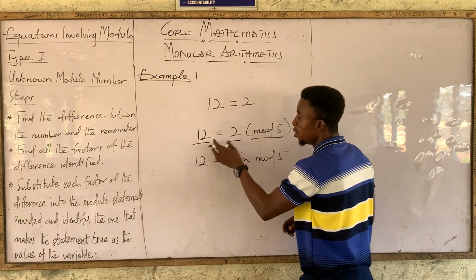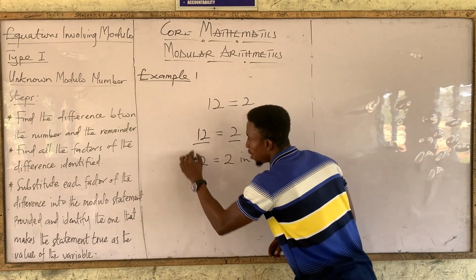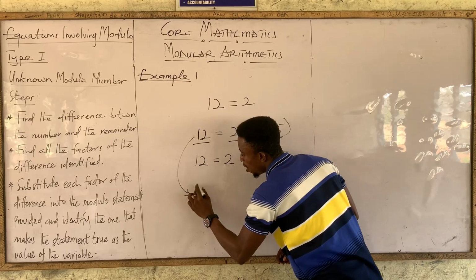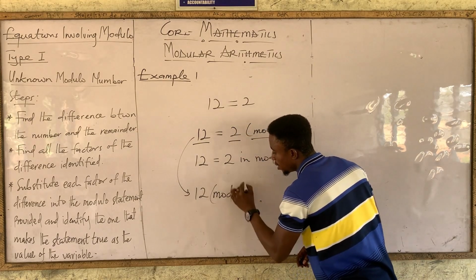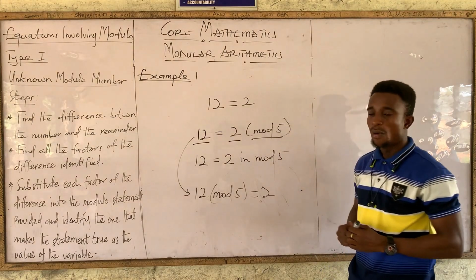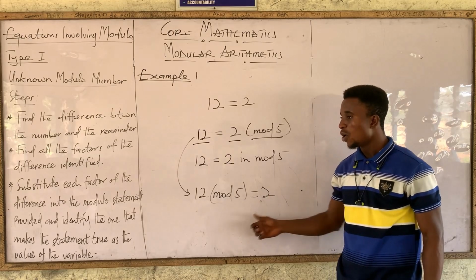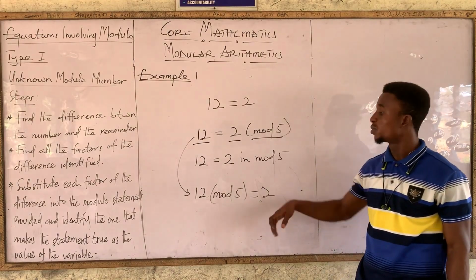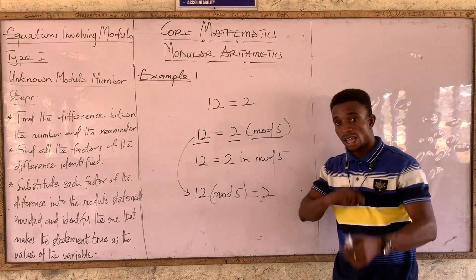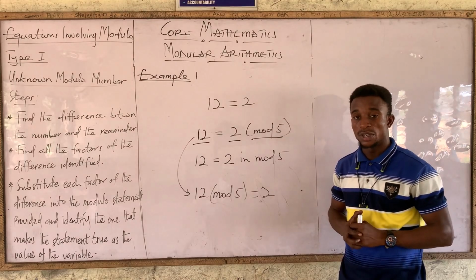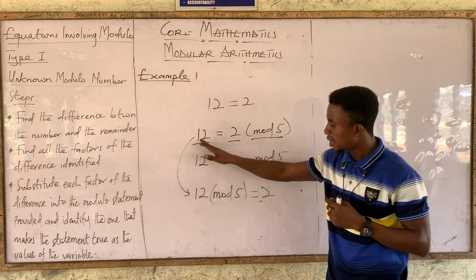For you to get this 2, when 12 is given in mod 5, we can also write it as 12 mod 5 is equal to 2. When we take mod 5 of 12, we get 2. So this one can be written as this. I think we've done this already, so you can go and refer to the previous videos under the introduction. Are we getting that? Okay.